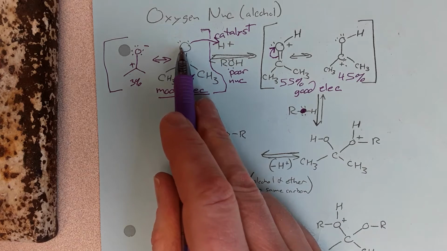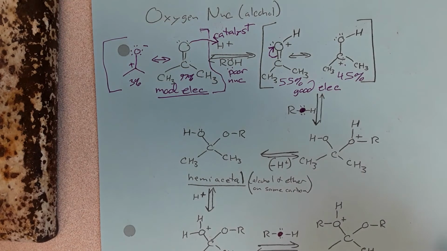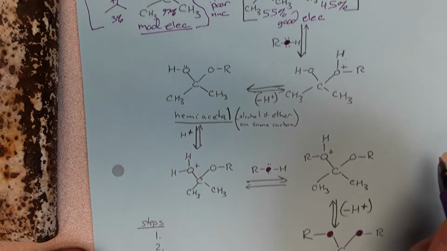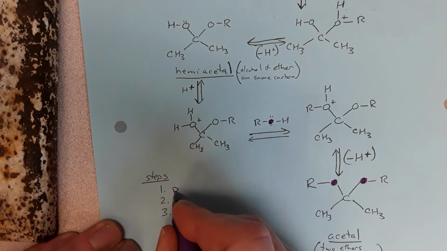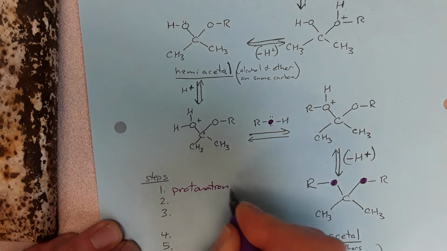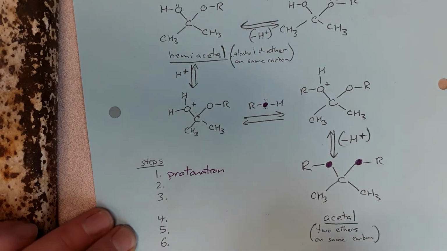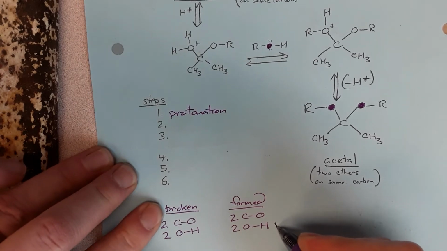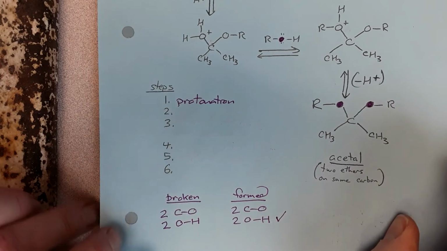So what have we done in step number 1? What is that called? That's our protonation. So step number 1, protonation. And we have formed one of the OH bonds that we need to form. So we can check off one of the OH bonds that we have formed there.